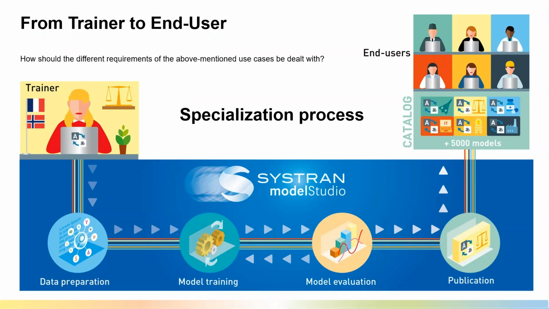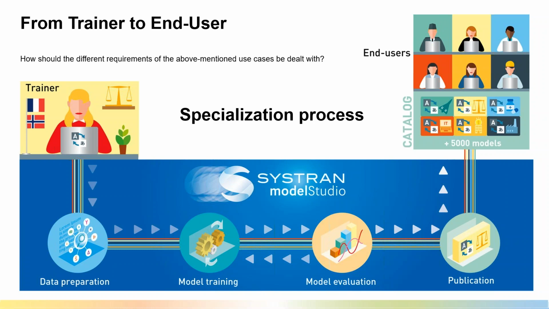So what's the process to specialize an engine? You connect to the marketplace, to your modelStudio, and there are four steps. The first one, of course, is the data preparation. You upload your bilingual in-domain corpus, and of course, your data remains secure and is not used for any other purpose.